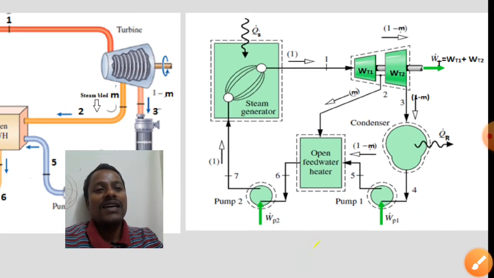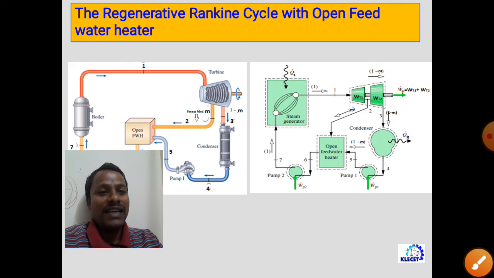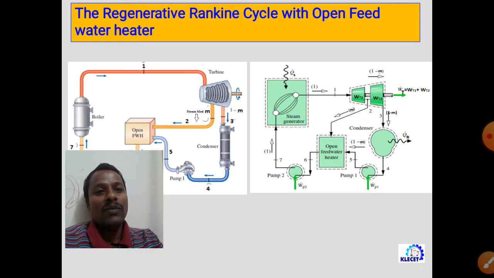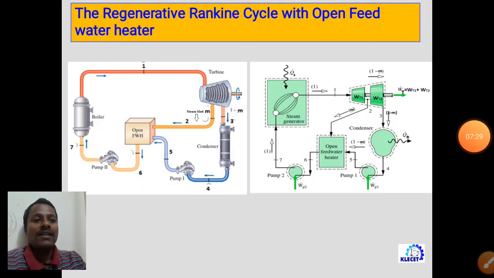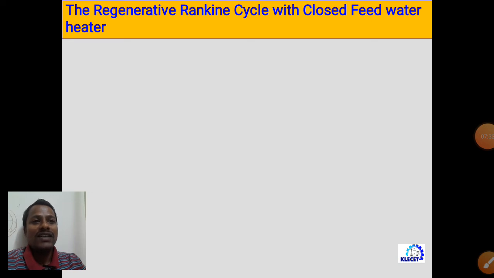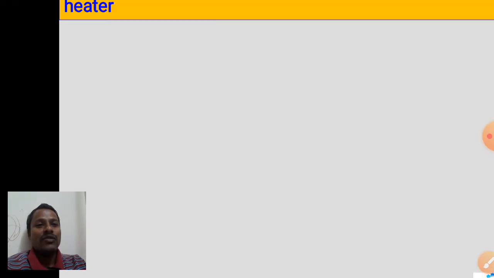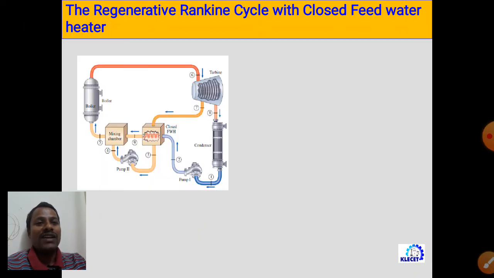So this is the line diagram for the regenerative Rankine cycle with open feed water heater, and this is the usage of open feed water heater. Now let's look into the usage of closed feed water heater in the Rankine cycle for its improvement. So this is the schematic diagram arrangement, which shows the usage of closed feed water heater.